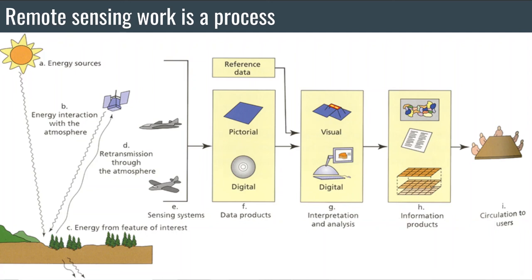Then really a lot of what this class covers is in sections G and H here. Once we have the raw data collected by these platforms and sensors, how can we process it and analyze it to give us worthwhile information that can answer questions? Finally, there's circulation to users. That's a little less relevant in a class like this, but certainly important on the job, polishing the analysis or images that you've made and making them ready to send out into the world.